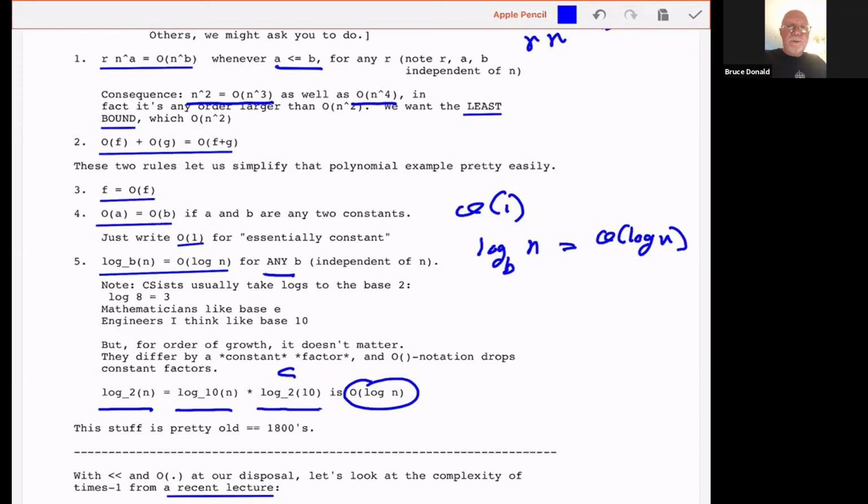And finally, this stuff is pretty old. It's true that no one writing papers likes to cite anything before the year 2000, but this stuff was basically developed in the 1800s, even before there were computers around.